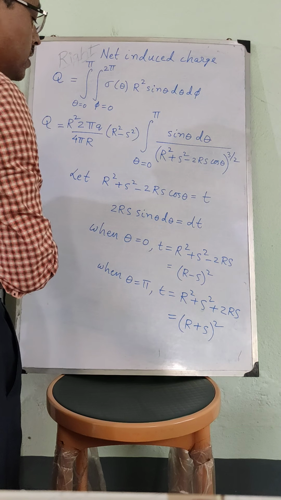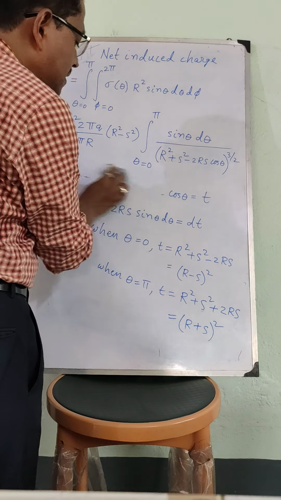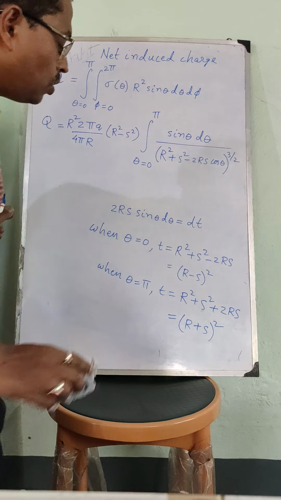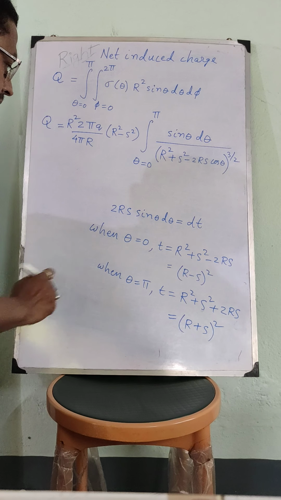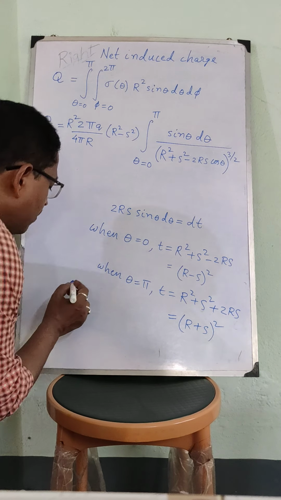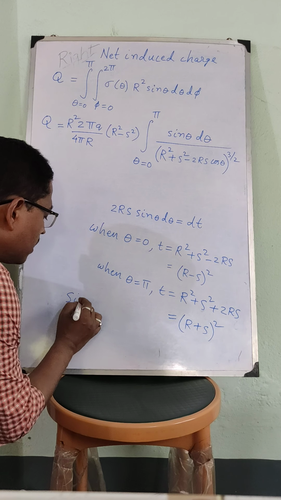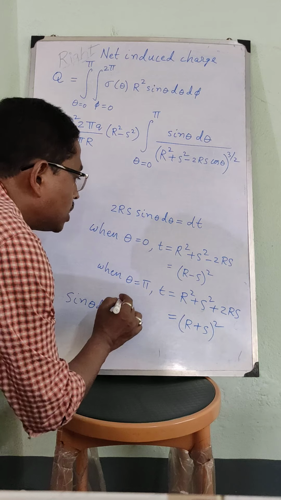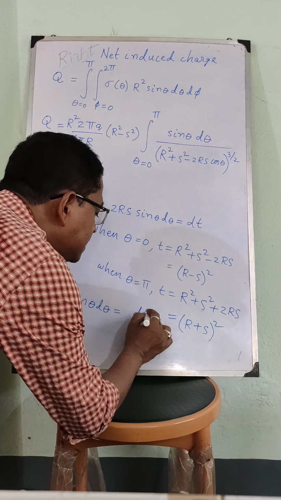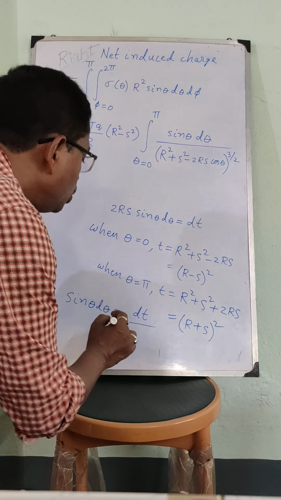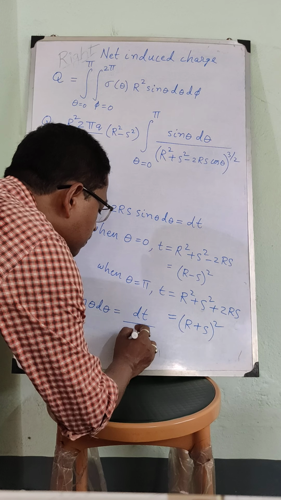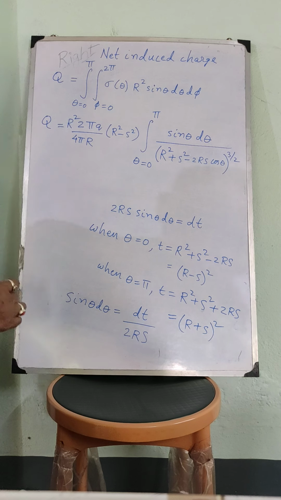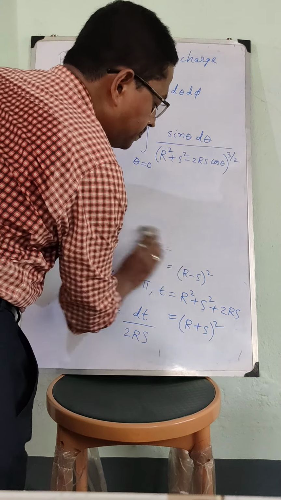We can write down this integration as, so from here I will write, see what is sin theta d theta? Sin theta d theta is actually dt divided by 2rs.